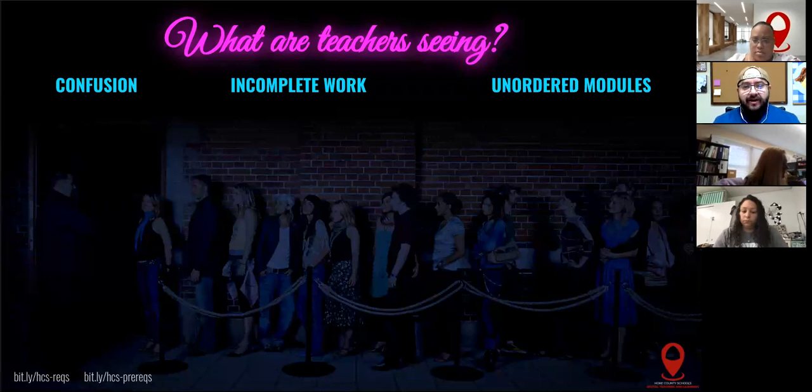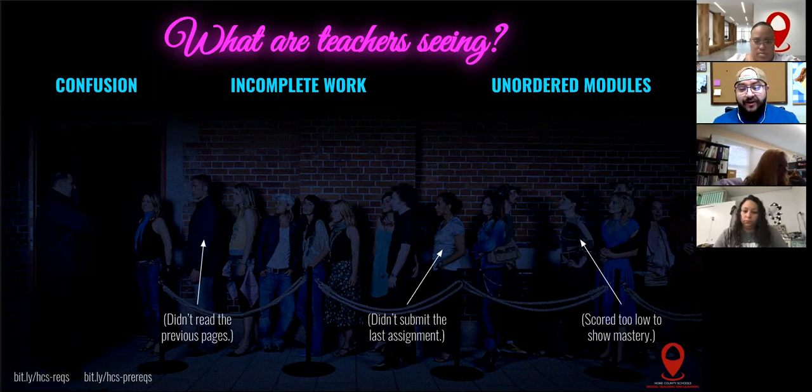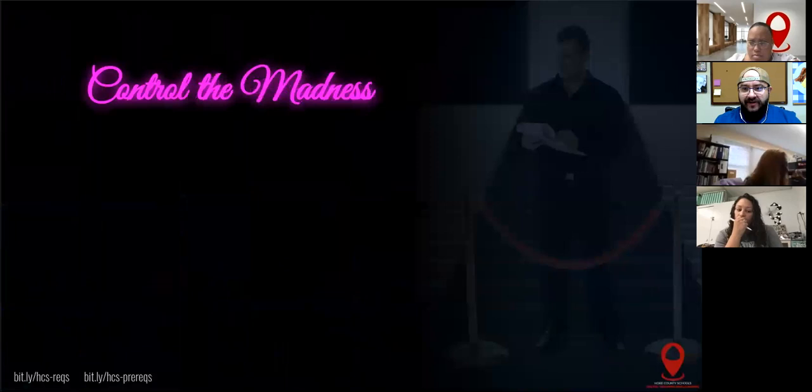Think of it like a nightclub, right? If learning is the nightclub and the line of people to get in are the students, we see all sorts of different folks, right? Maybe there's some students who aren't reading all the pages. They aren't submitting all of the assignments, or they're scoring too low for our expectations. Wouldn't it be nice if we could control the flow of learning in our modules and our courses so that we can get more consistent results? Fortunately, there is a way to do that. We can control the madness.